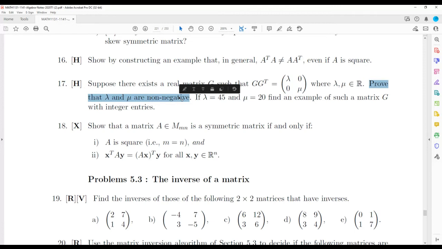Okay. So it's not a difficult question. It's only a 2 by 2 matrix. Okay. So let's introduce some notation, and then we can work it out.